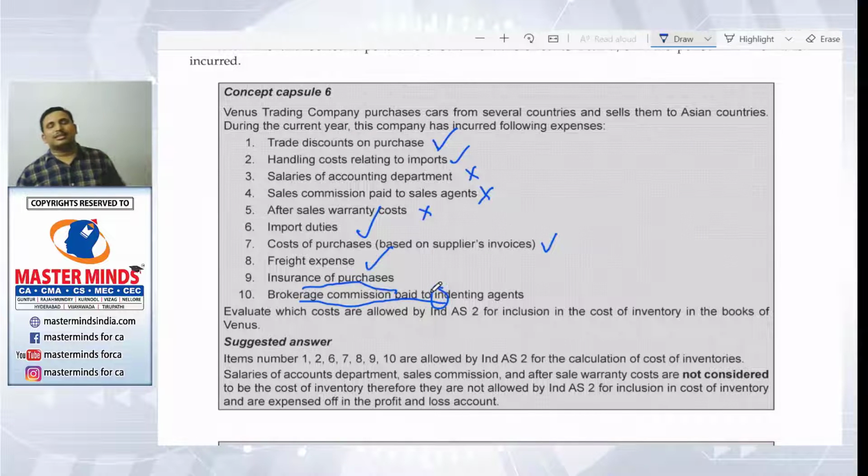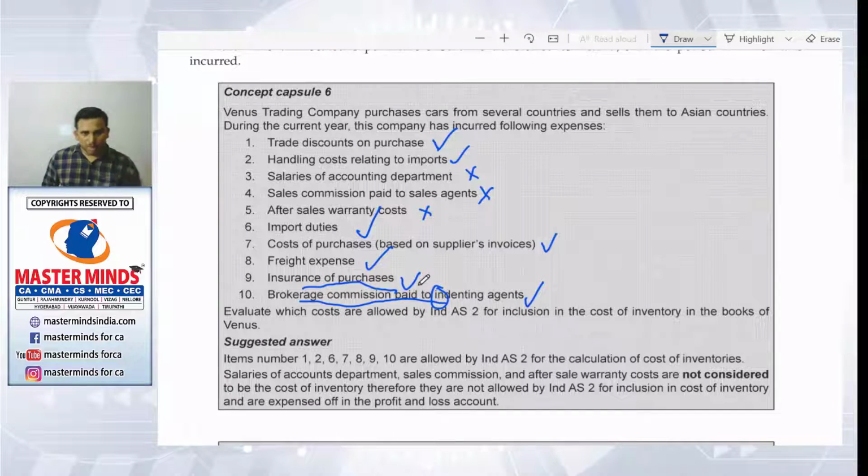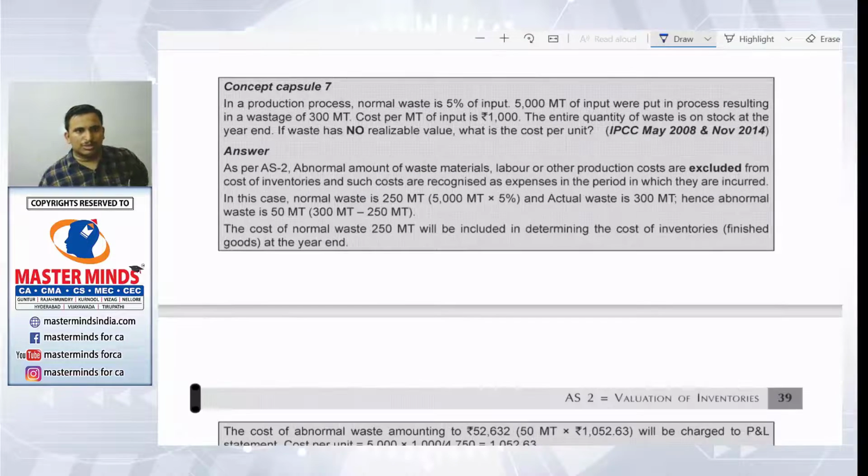Indenting the inwards, it is nothing but purchase agents. So thereby you can consider this. This is also considered. So hope everybody is able to understand. So these are all the costs to be considered and not considered. Now let me move to the next question.